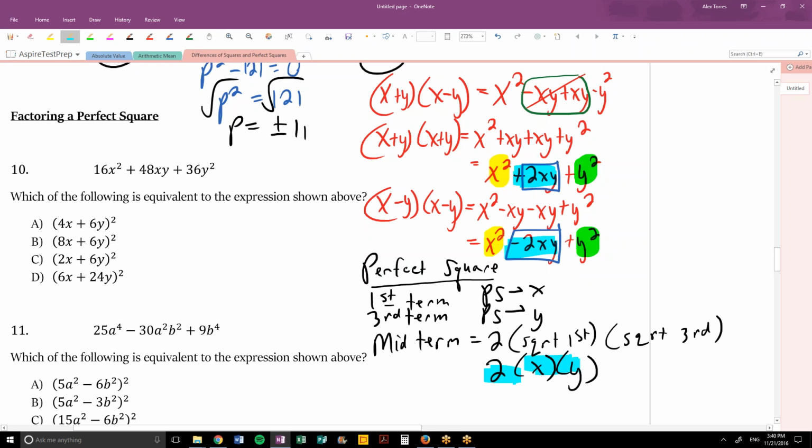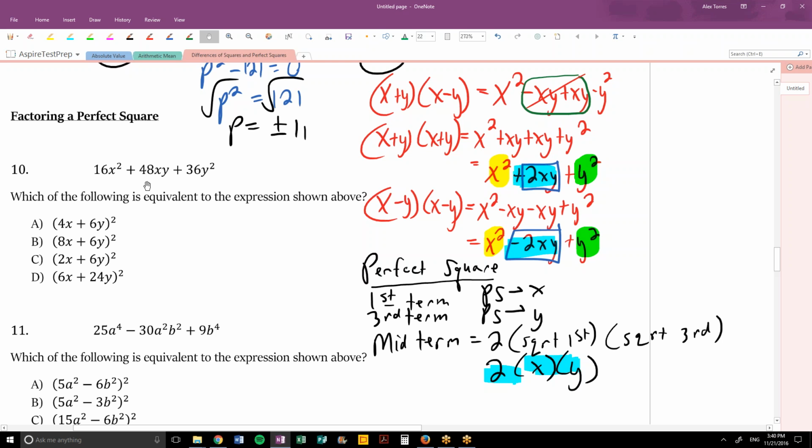So when you're dealing with the attributes of a perfect square trinomial, the first one is a perfect square, the last one's a perfect square, and the middle one is equal to 2 times the square root of the first times the square root of the third. If you have a plus sign right here, that would factor to x plus y all squared. And if you have a minus sign right here, that would factor to x minus y all squared.